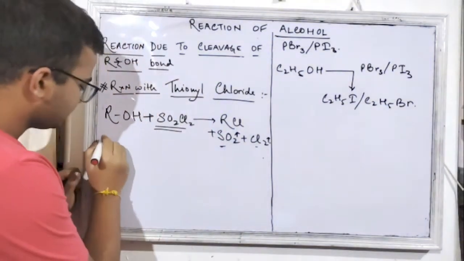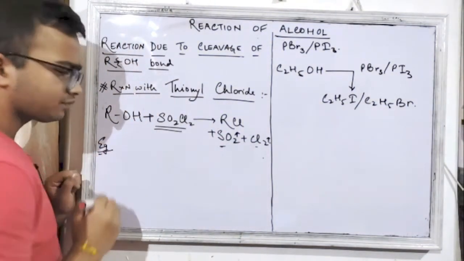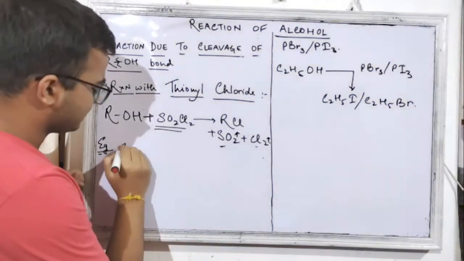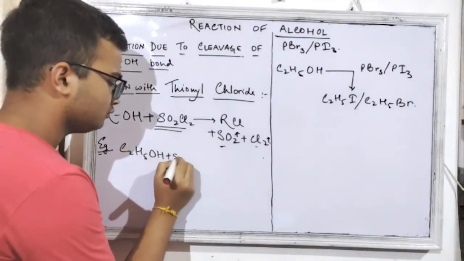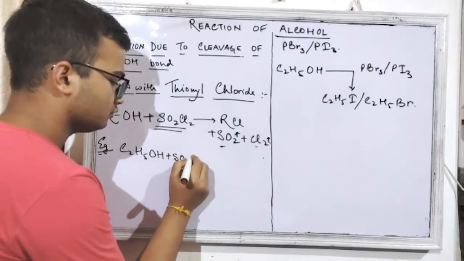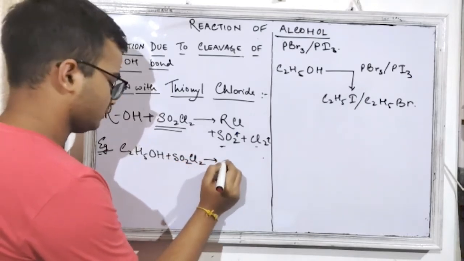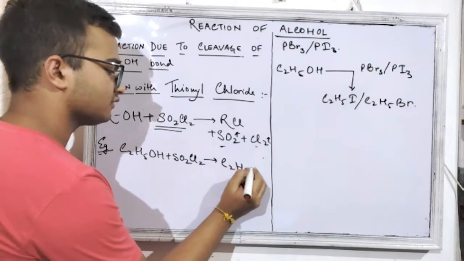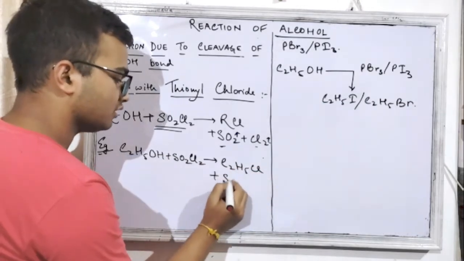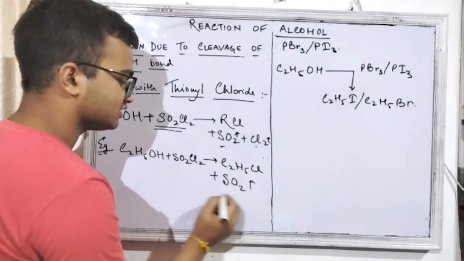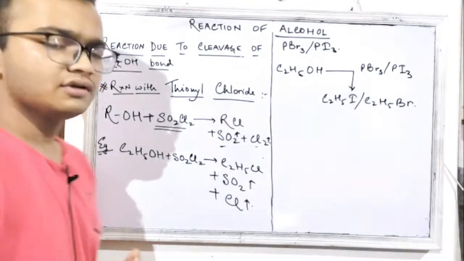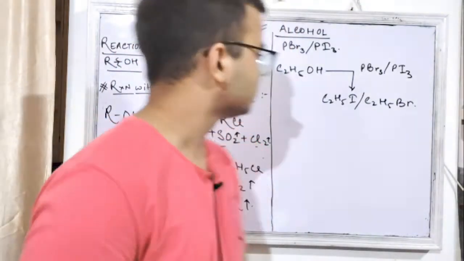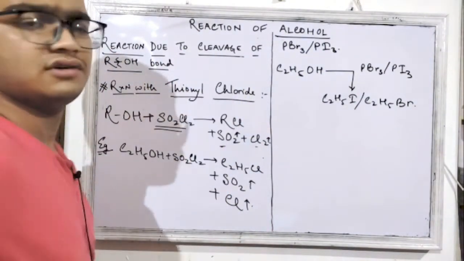So, if you see any example in this category, let us take the example of C2H5OH, ethyl alcohol, with your SOCl2. We get C2H5Cl plus SO2, sulfur dioxide in gaseous state, and HCl in gaseous state. Okay, so this was about the reactions of the cleavage of your R-OH bond.